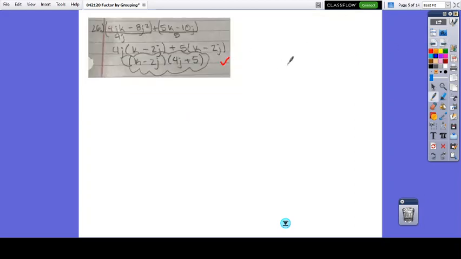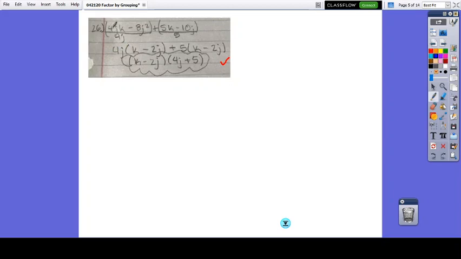Number 26, 4jk minus 8j squared plus 5k minus 10j. So we've got two different variables involved. Looking at these, look for numbers and variables. So 4 and 8 are both divisible by 4. You have the j and the j squared, so the lowest exponent is going to be your greatest common factor, so just 1j. And then a k and no k's means the k is not in the greatest common factor. So that's where the 4j comes from.